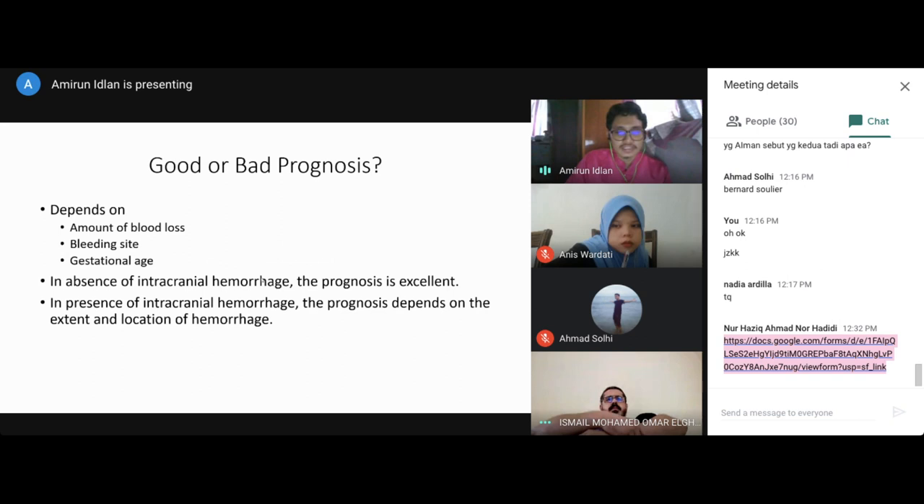Okay, so that's all from me. This is my summarized table that I got from Nelson that summarizes my whole presentation. I think that's all. This is my reference. Thank you.